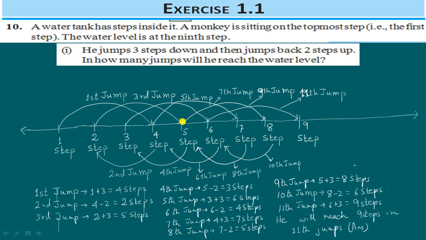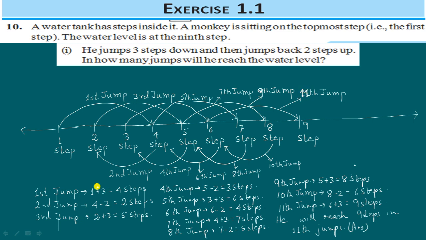Right? In the ninth jump he goes from step 5 to step 8. The 10th jump he goes from step 8 to step 6, and in the 11th jump he goes from step 6 to step 9. That is, in the 11th jump he goes to the water level.